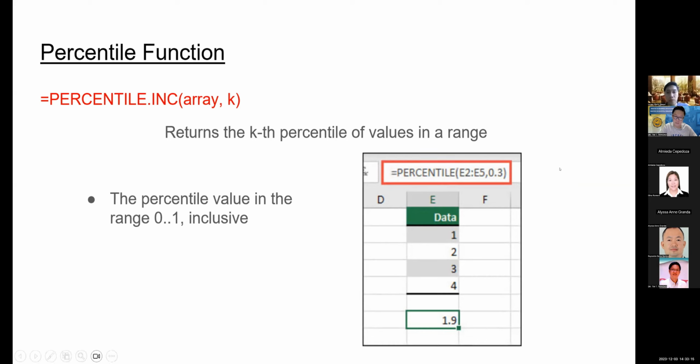An example here, we see in this box, the selected data would be from E2 to E4, and then the percentile that the user wants to get is at the 0.3 percentile, or this means that he wants to get the 30th percentile. So the function returned a value of 1.9.